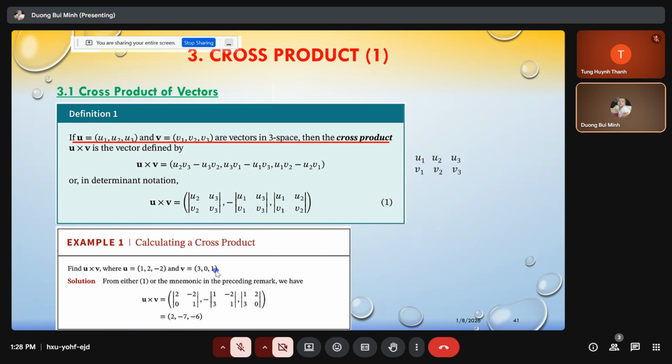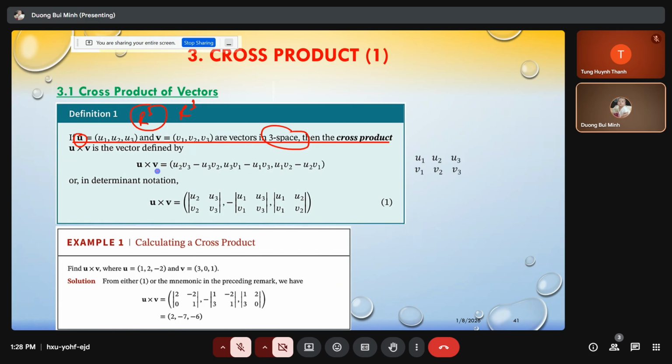Okay, we have R3, right? We have three dimensions. Three-dimensional space R3. Okay, why? Because every vector has three elements: vector U has U1, U2, U3, and vector V has V1, V2, V3. Okay, yeah, we say three-dimensional space.